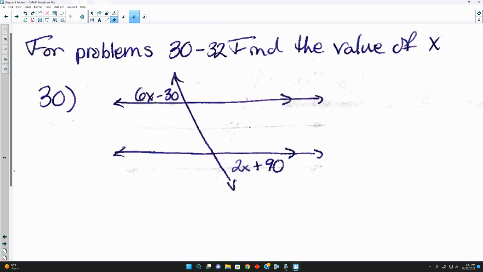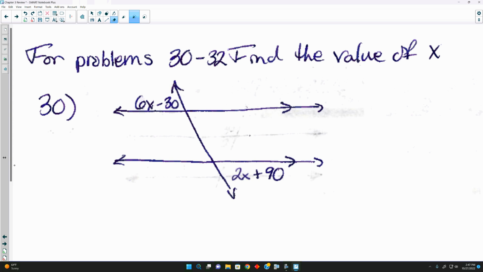Question 30, 31, or 32. Is there one of those in particular that y'all want to look at? We can just look at 30. So these two angles that they gave us, well, they're alternate exterior, yes? Alternate exterior angles are the same. They're congruent, yes? So what we're saying is that 6x minus 30 is equal to 2x plus 90.